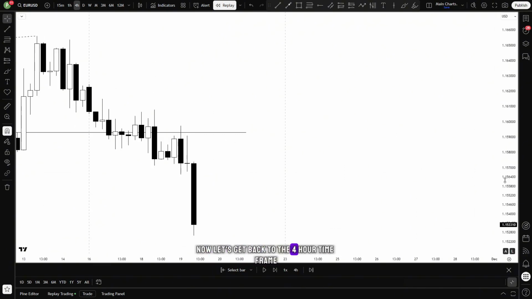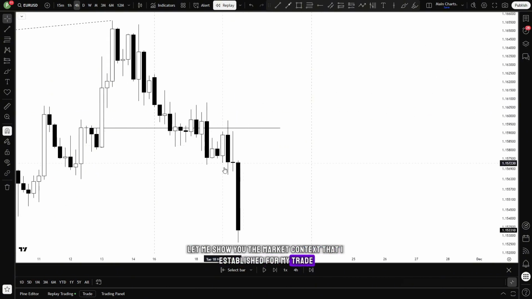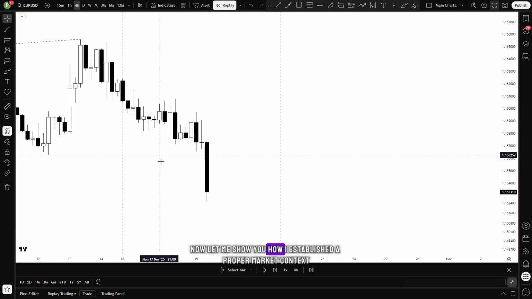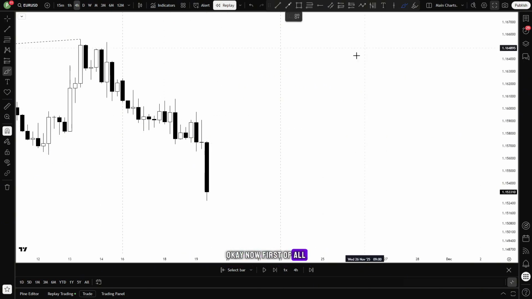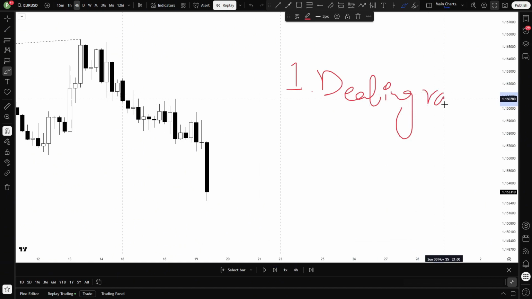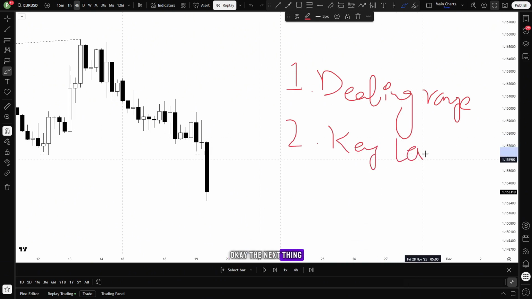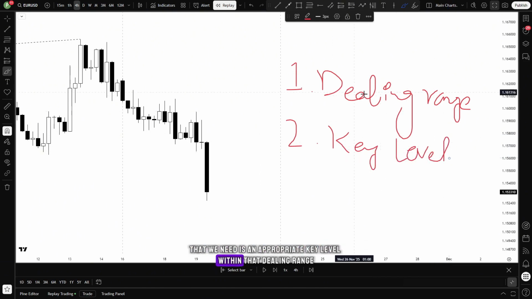Now let's get back to the 4-hour time frame and let me show you the market context that I established for my trade. Now let me show you how I established a proper market context on Wednesday on the 4-hour time frame. First of all, you know that in order to establish a market context, the first thing that we need is an appropriate and relevant dealing range on the 4-hour time frame. The next thing that we need is an appropriate key level within that dealing range.